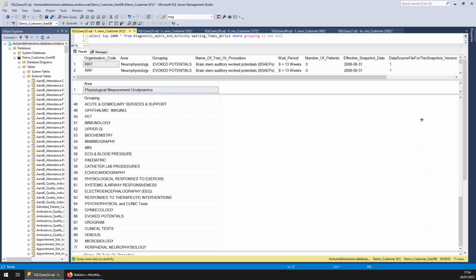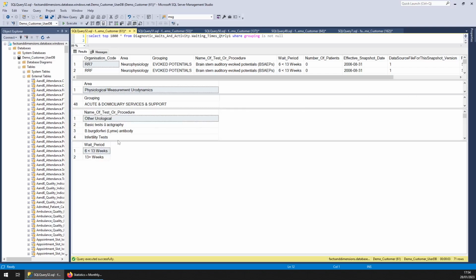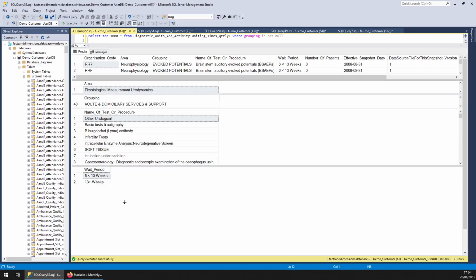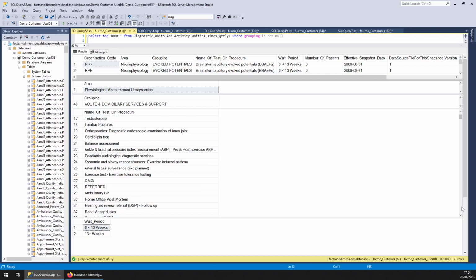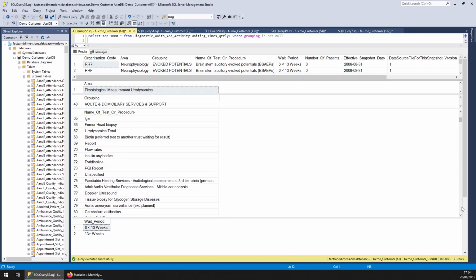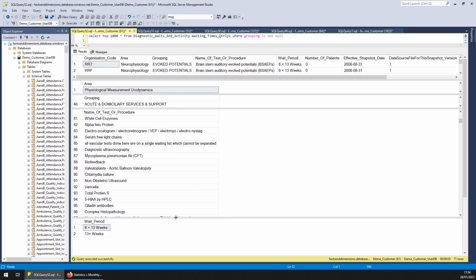And then you've got the name of test or procedure. That's actually a huge list, so I won't page down all of them. And we've got the wait period.